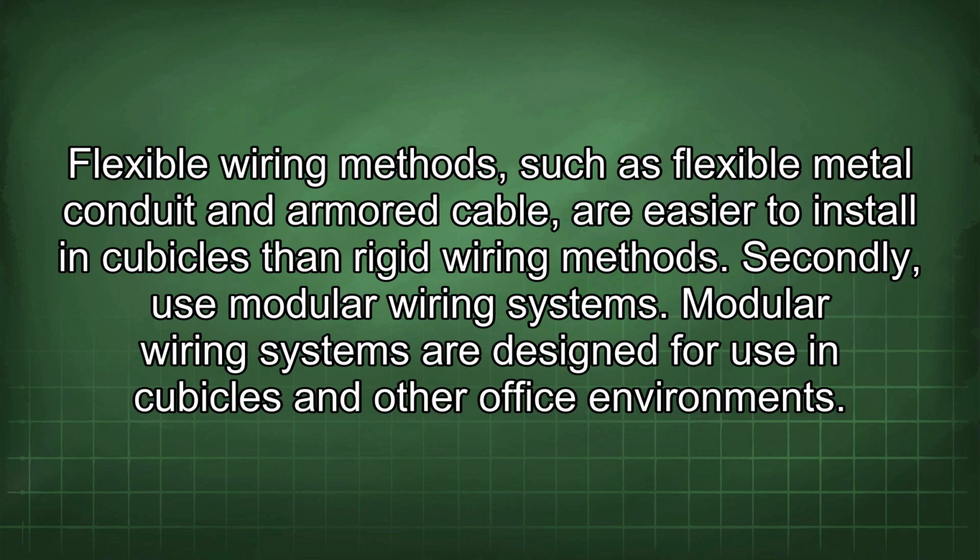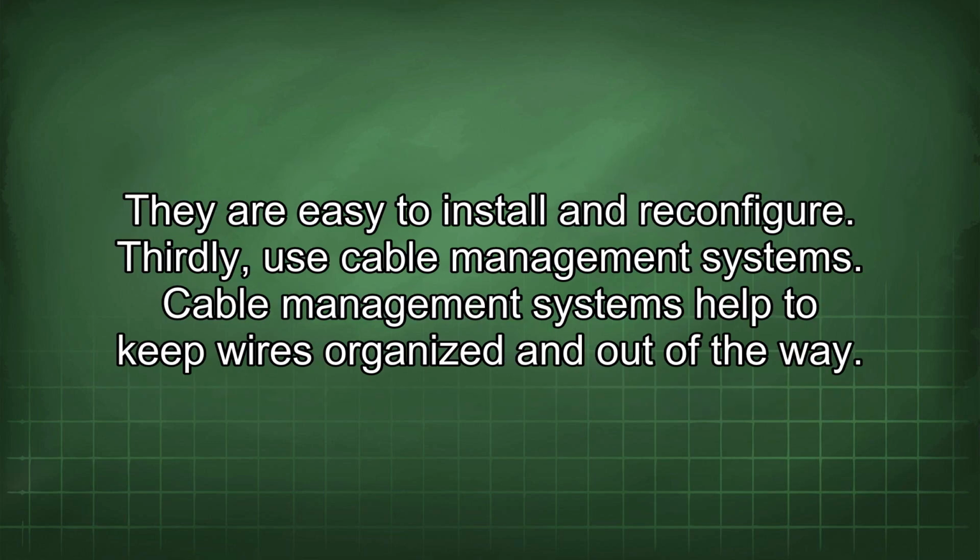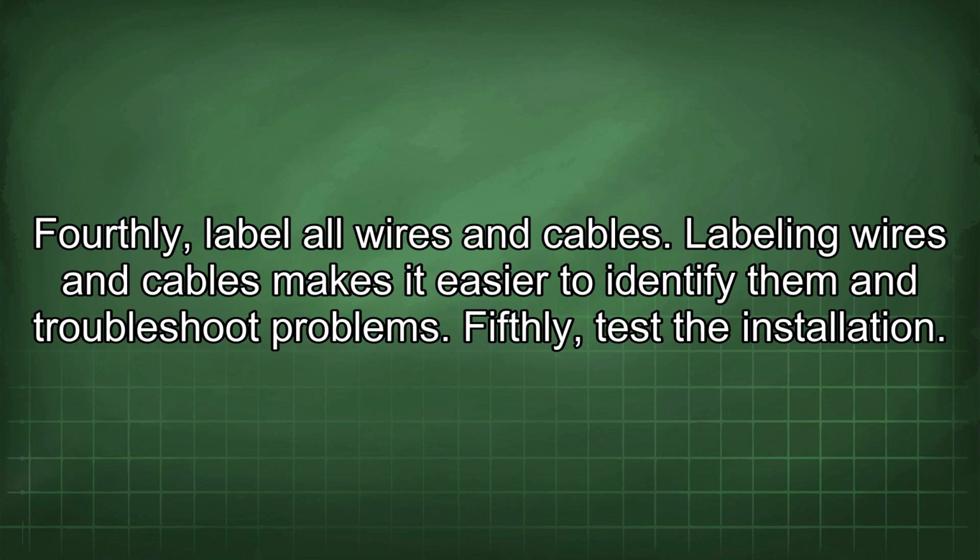Modular wiring systems are designed for use in cubicles and other office environments. They are easy to install and reconfigure. Thirdly, use cable management systems. Cable management systems help to keep wires organized and out of the way. Fourthly, label all wires and cables. Labeling wires and cables makes it easier to identify them and troubleshoot problems.